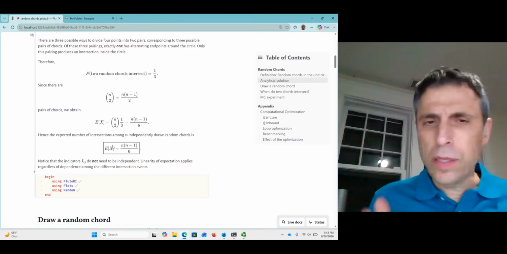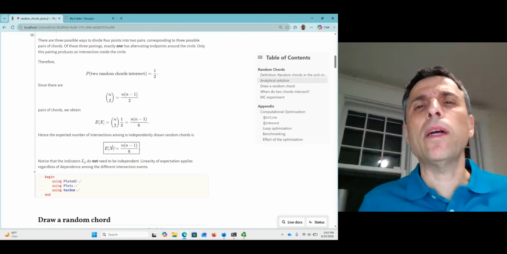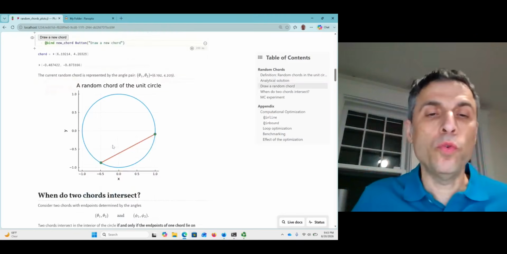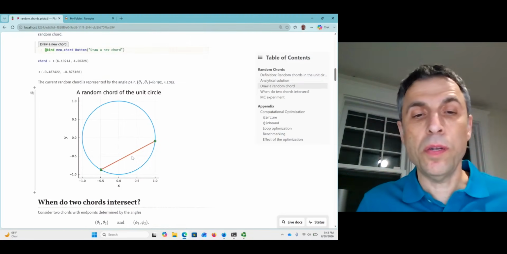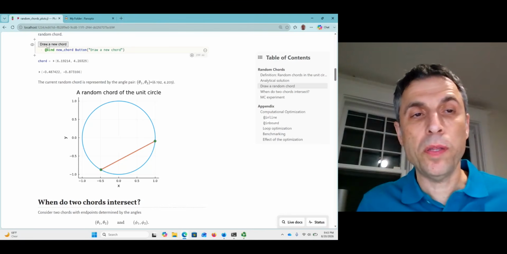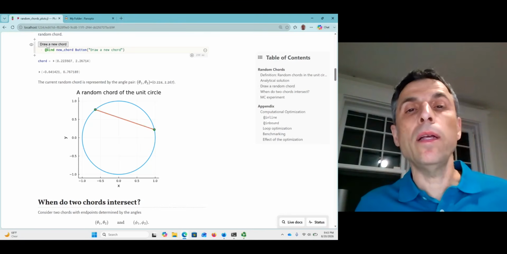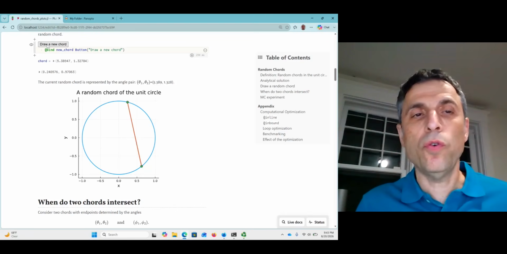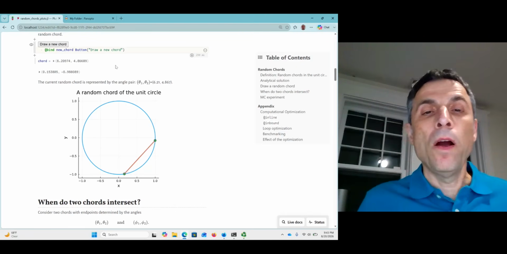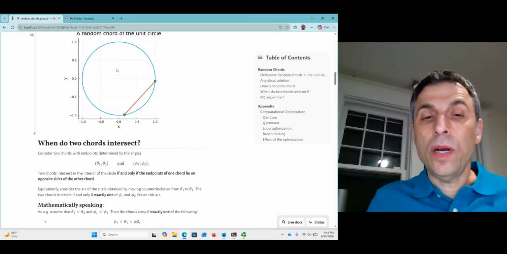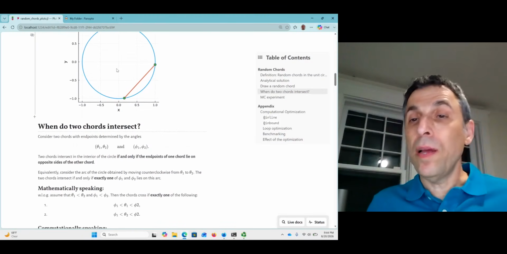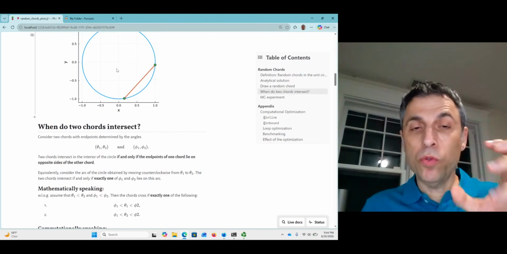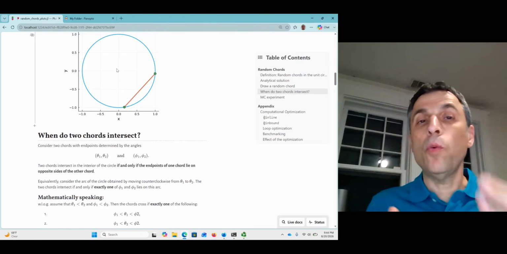Okay, so instead of thinking about the analytical solution, let's do a Monte Carlo experiment. Here is a unit circle, and here is a random chord. I can press this button again and I'll get another chord, and press it again. And this is a very short chord, etc. So what is the Monte Carlo experiment? We will draw n random chords. We'll do that many times, and each time that we draw n chords, we will check how many intersections there are.